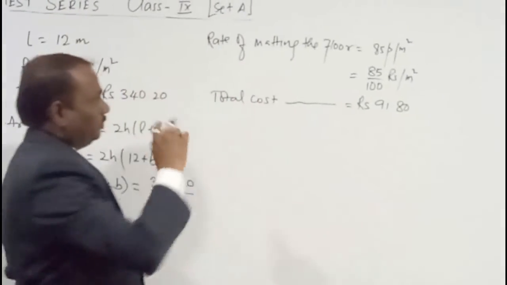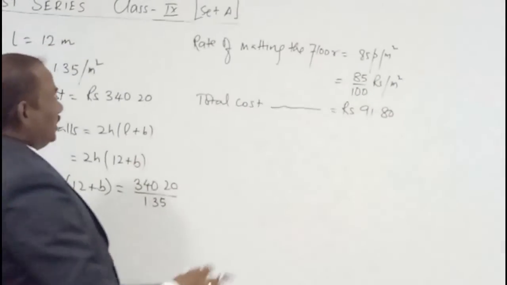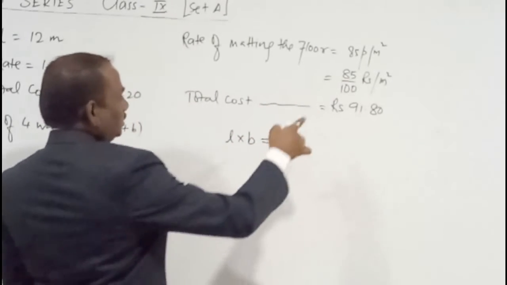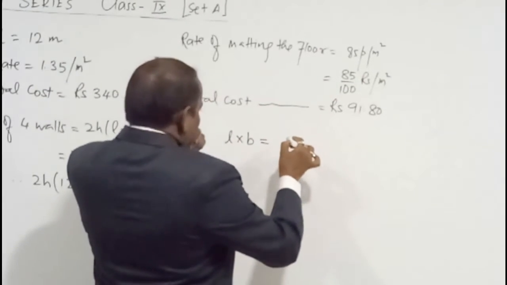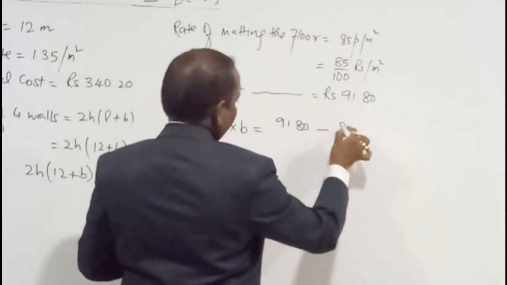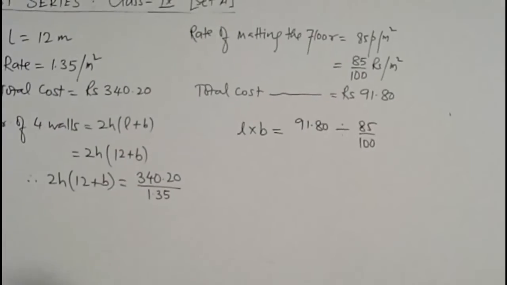Rate of matting the floor. The area of matting the floor is L into B. So if we say L into B is equal to total cost, which is 91.80, divided by rate 85 by 100. This is how it is calculated.